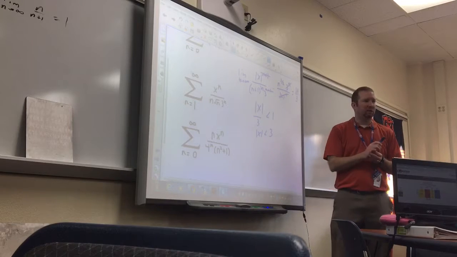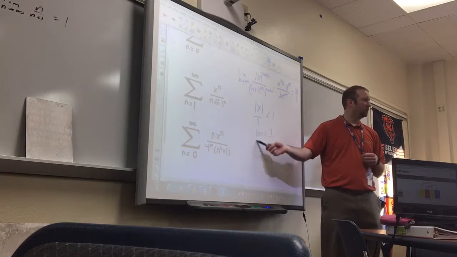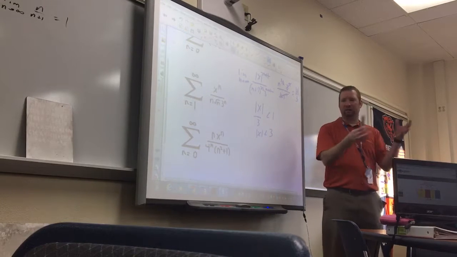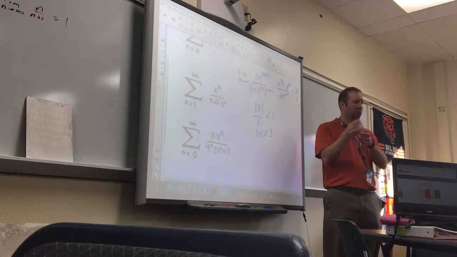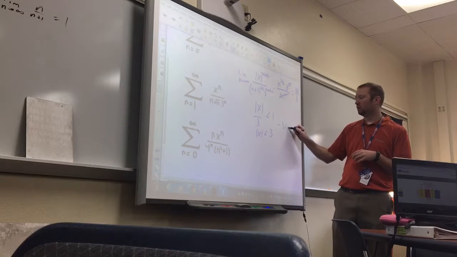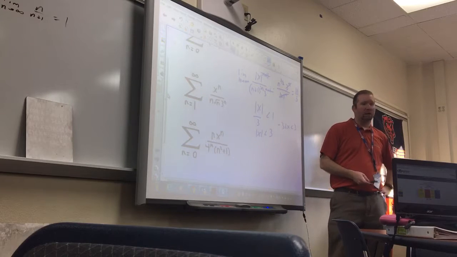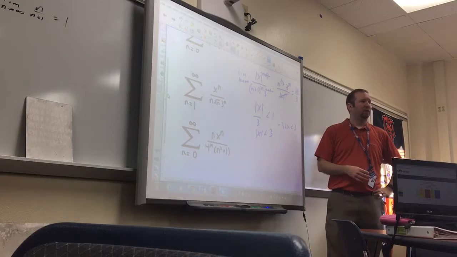Where is it centered at? 0, right? Centered at 0, right? No x minus or x plus in the parenthesis, right? So it's x minus 0. Okay, so then I know my interval is from -3 to 3, right? Non-inclusive, never inclusive, right?